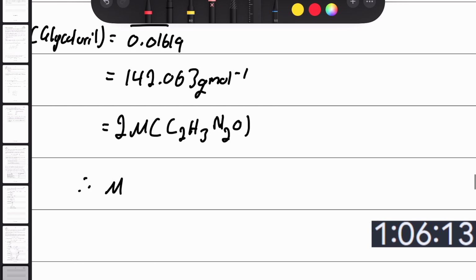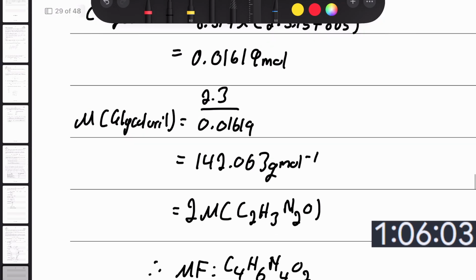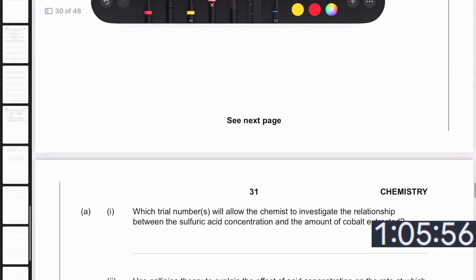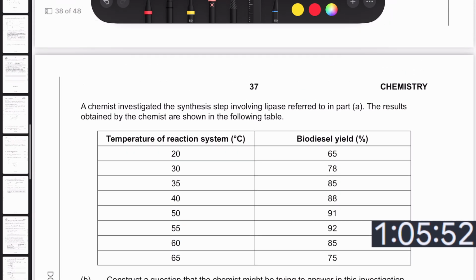And for molecular formula, it's going to be C4H6N4O2. I was going to put approximately, but now I'll leave it. How many pages were there again? Was it 38? Okay, so I have 8 more pages to go.